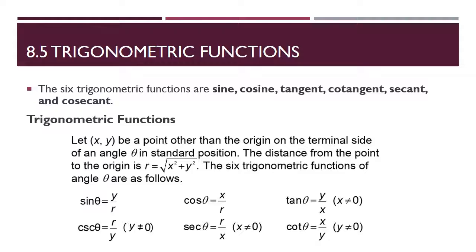The sine will be y over r. Before it was just y, because remember sine is opposite over hypotenuse, and the hypotenuse on the unit circle was 1. Now it's not necessarily 1, so r represents that distance for the hypotenuse. Cosine is x over r. Tangent hasn't changed, it's y over x. It never depended on r to begin with. And then you see the reciprocals: cosecant, secant, and cotangent.